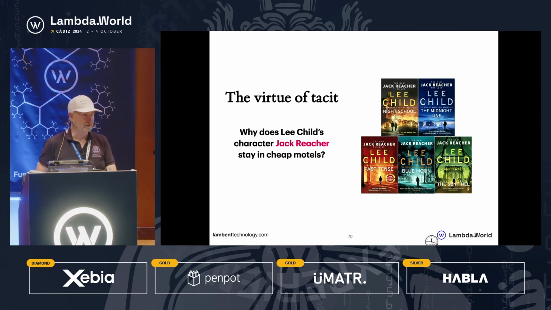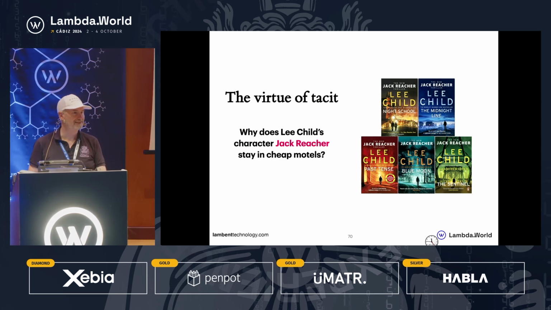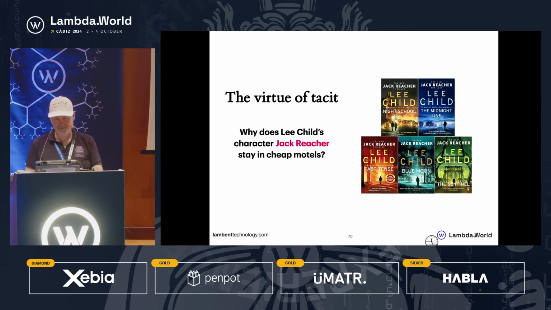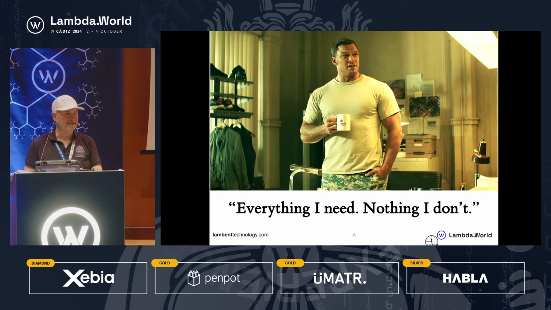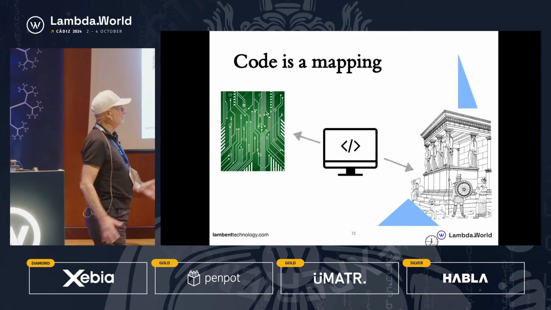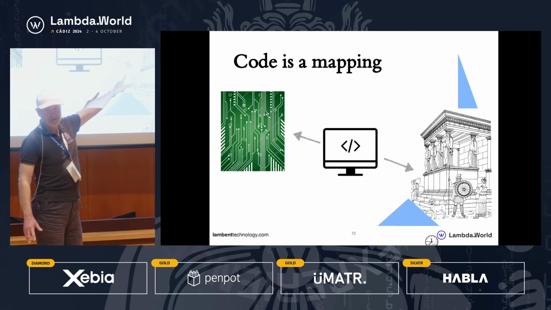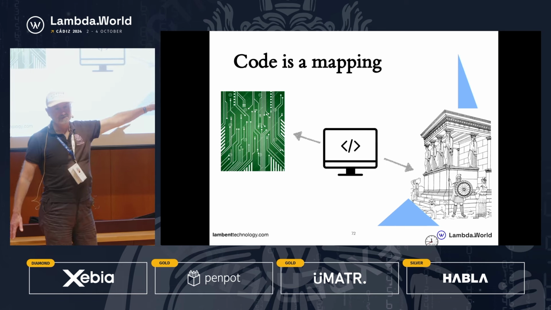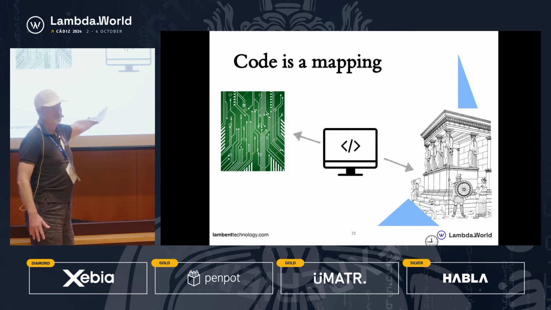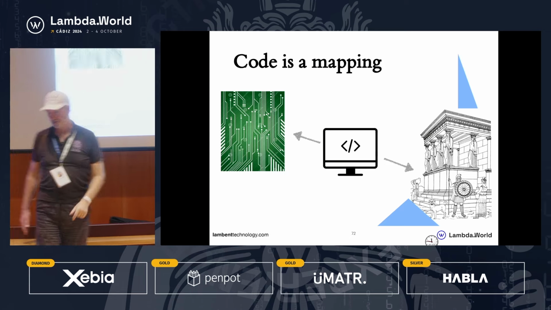The virtues of Tacit. Any fans of the Jack Reacher novels? Yeah. Everything I need, nothing I don't. But code is a mapping from things in the real world. Here's some real triangles, which in the world of ancient Greece, as you know, were all blue. Here's some bytes, and the code is a mapping between these two.